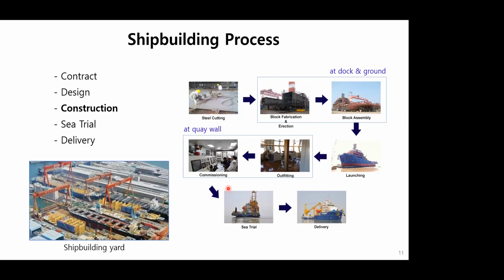For your reference, here is a summary of the shipbuilding process. It is roughly: contract, design, construction, sea trial, delivery. The whole process usually takes about 1.5 years. Among them, the construction process for the ship hull can be described as steel cutting, block fabrication, block assembly at the dock and ground, and then commissioning and outfitting at the quay on the water.